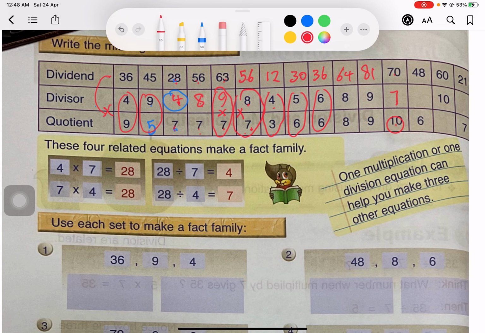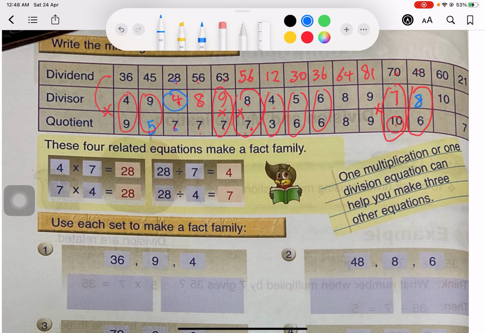7 multiply 10, you should get 70. Multiply these together. You should get 70. 48 divide what give you 6? What number when you multiply by 6, you get 48? Okay? It is what? 8. 8 multiply 6, the answer is 48.